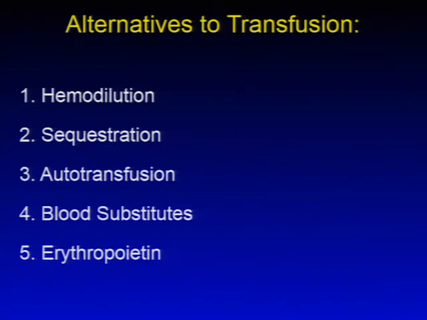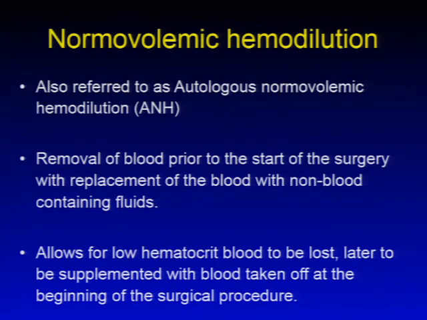There are alternatives to transfusion. There are things like hemodilution, sequestration, autotransfusion, blood substitutes, and erythropoietin. And I just quickly want to discuss possible board questions or possible topics that the board might hint at. Not necessarily questions, but possible review material that is important for the test. So normovolemic hemodilution, also known as autologous normovolemic hemodilution, or ANH, basically involves removal of blood prior to the start of surgery with replacement of blood with non-blood containing fluids.